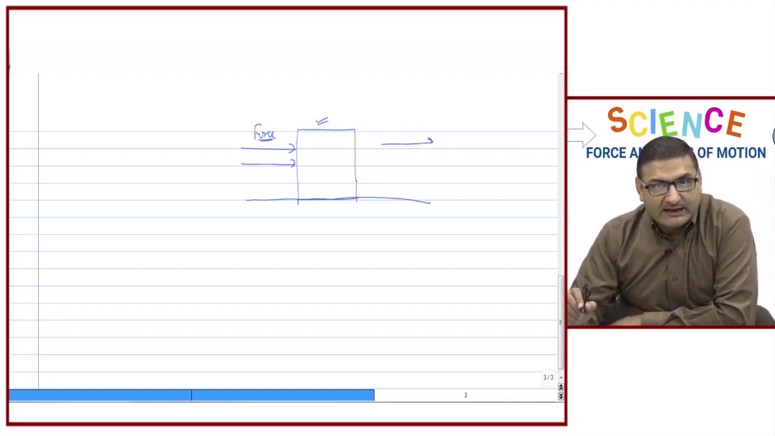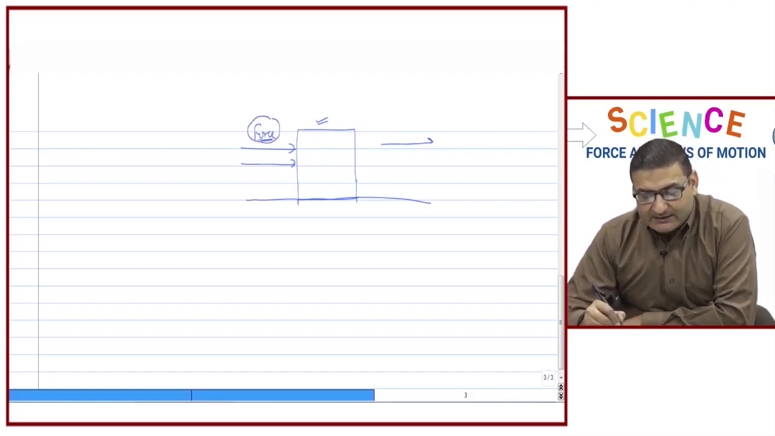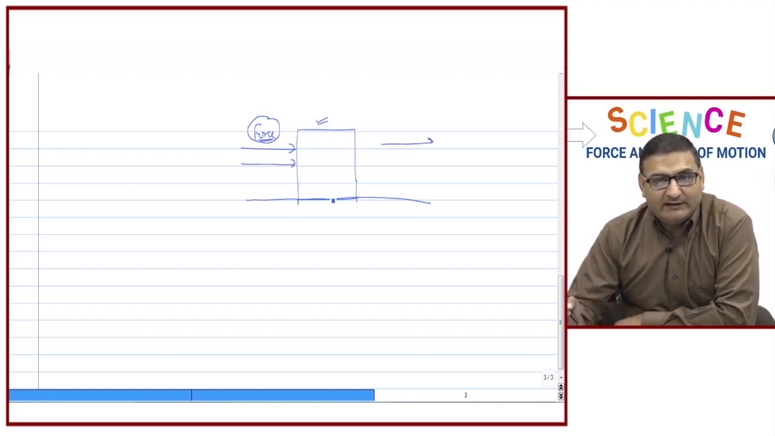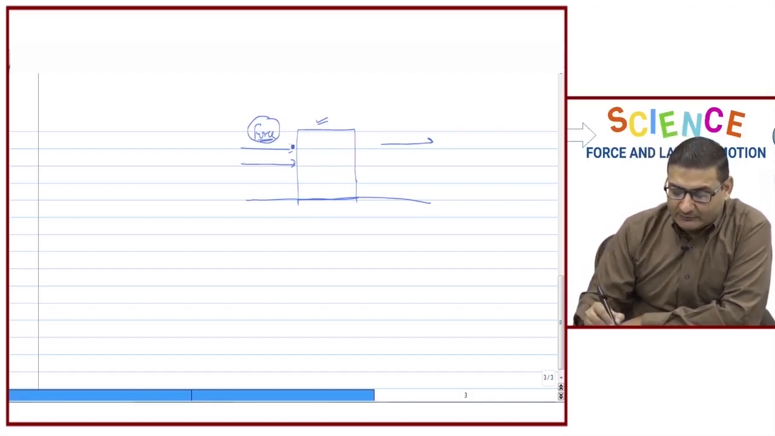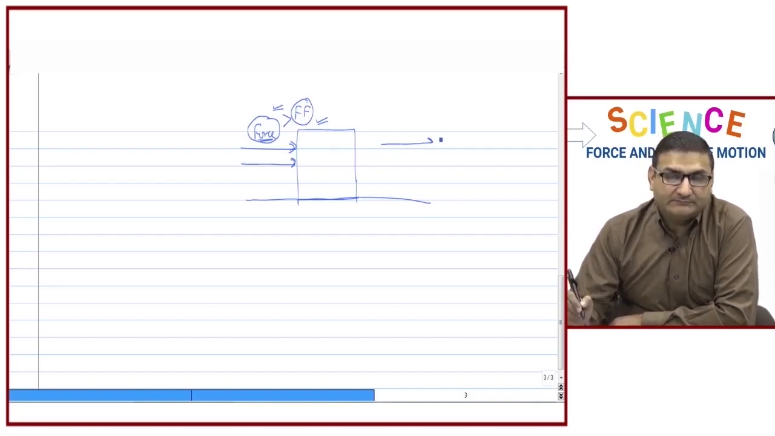Now the child increases his force, but if the force is still less than or equal to the frictional force, the box will not move. In order to make the box move, the child has to apply a force greater than the frictional force, because of which the box will now start moving.